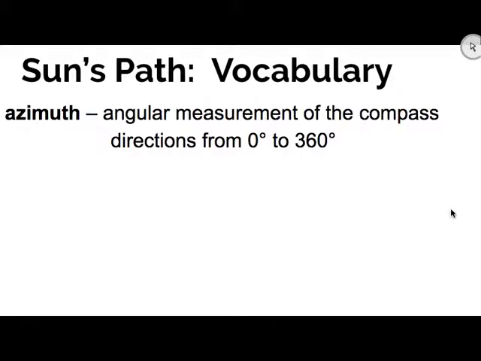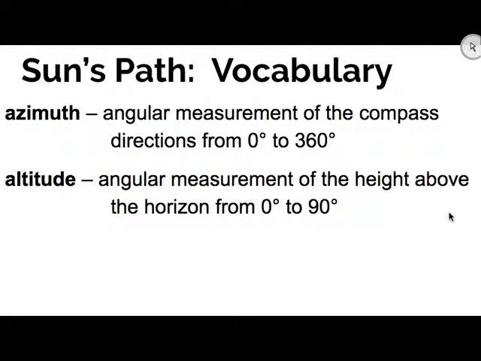On your input page, an azimuth is the angular measurement of the compass directions from 0 to 360 degrees. So instead of saying north, we would say 0 degrees. Instead of saying south, we would say 180 degrees. 90 degrees would be east, and 270 degrees would be west. If you go right back up to 0 again, it could be 360. So north is actually 0 and 360 degrees.